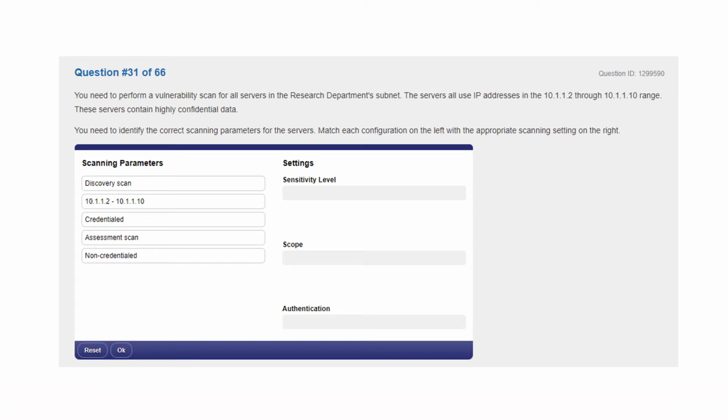Question 31. You need to perform a vulnerability scan for all servers in the research department's subnet. The servers all use IP addresses in the 10.1.1.2 through 10.1.1.10 range. These servers contain highly confidential data. You need to identify the correct scanning parameters for the servers. Match each configuration on the left with the appropriate scanning setting on the right.